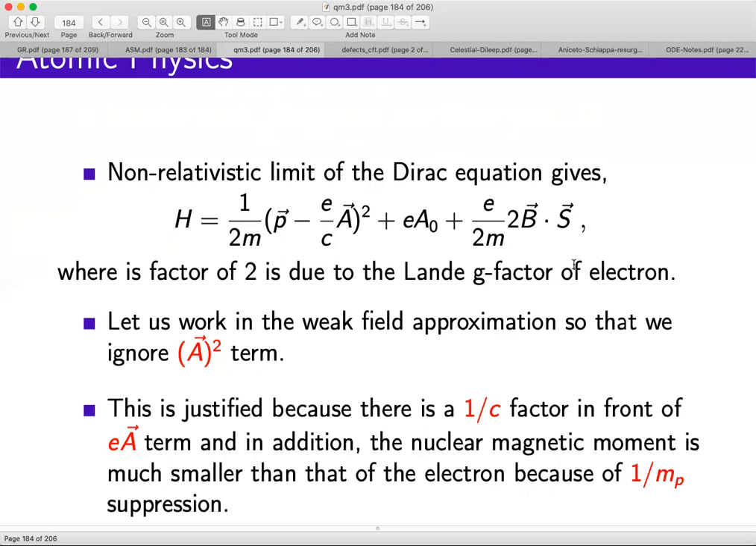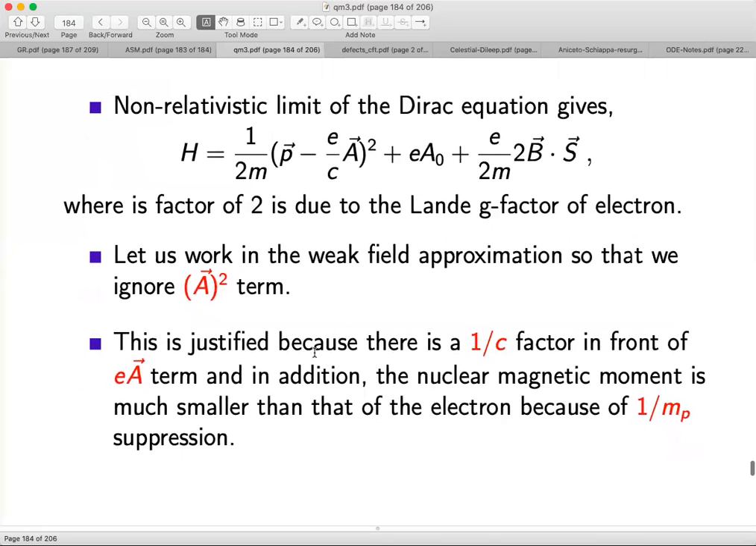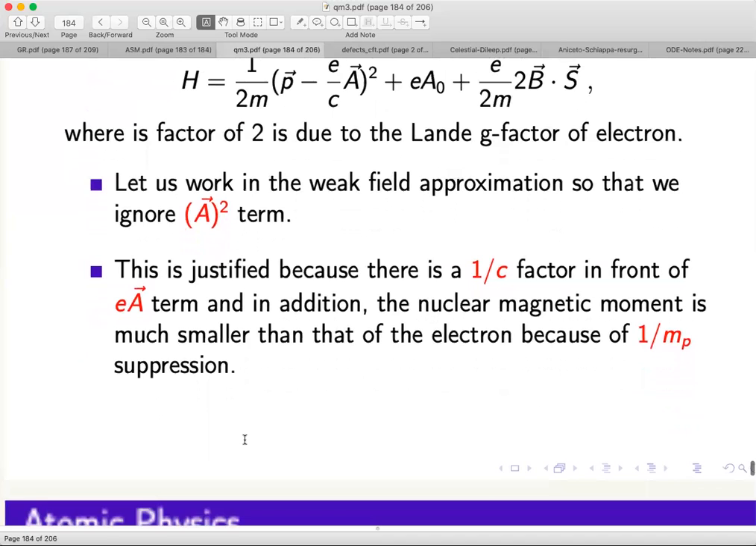So what we'll do is expand this, and ignore the term which is quadratic in A, because as I said, A is already down by a factor of 2000. A squared will be down by a factor of about 4 million. So you can happily ignore that and just keep terms up to linear in A. This is the same statement that the nuclear magnetic moment is much smaller.